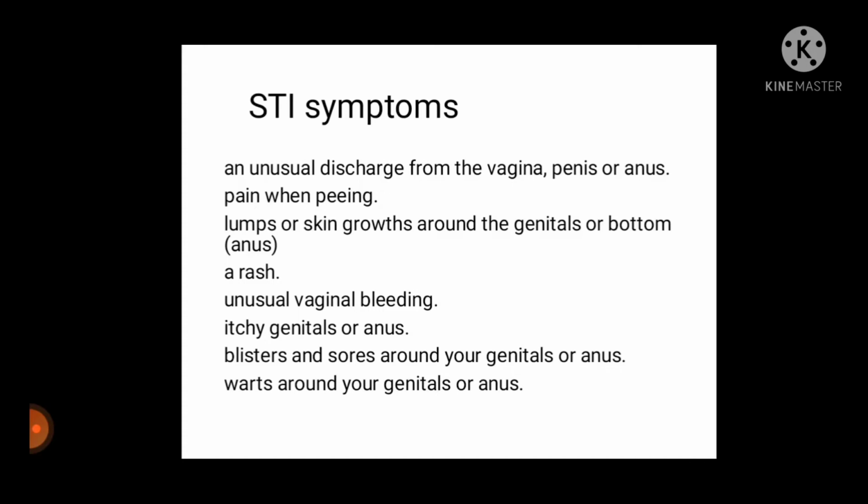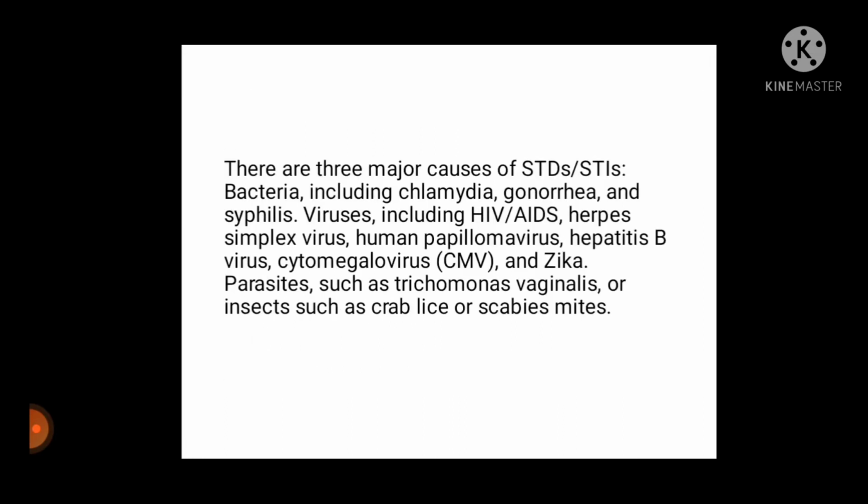The STI symptoms are unusual discharge from the vagina, penis, or anus, pain when peeing, lumps or skin growths around the genitals or anus, a rash, unusual vaginal bleeding, itchy genitals or anus, blisters and sores around your genitals or anus, and warts around your genitals or anus.